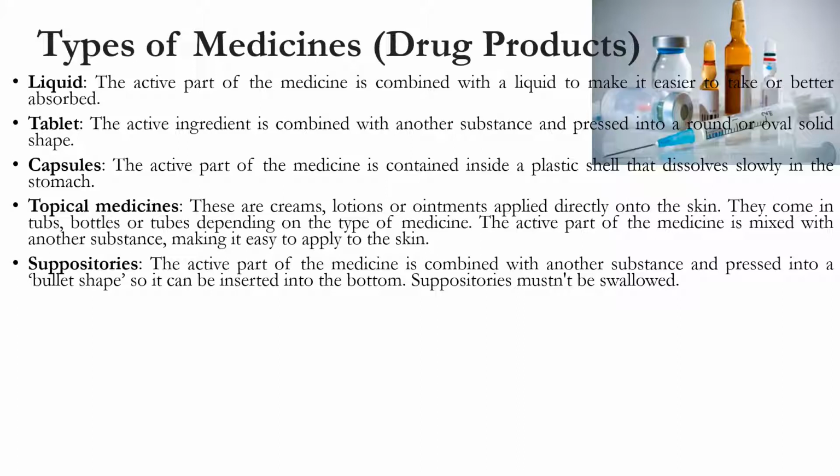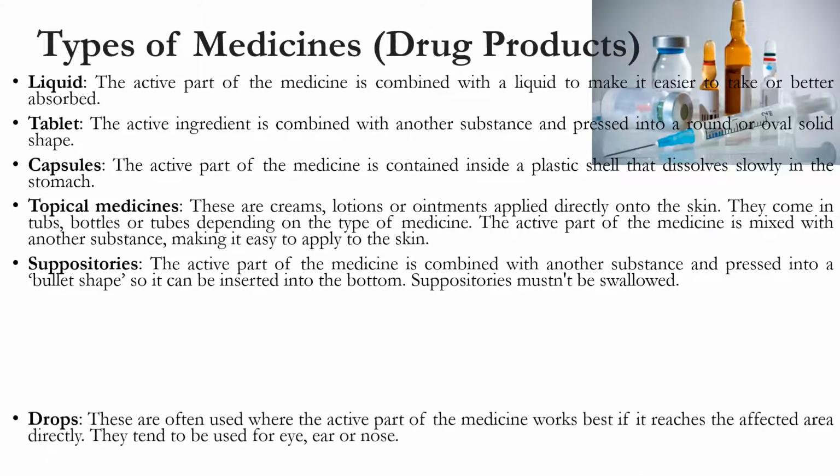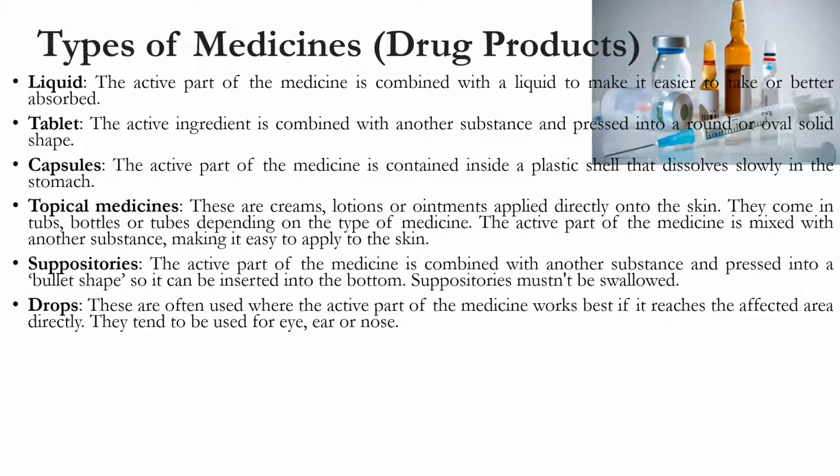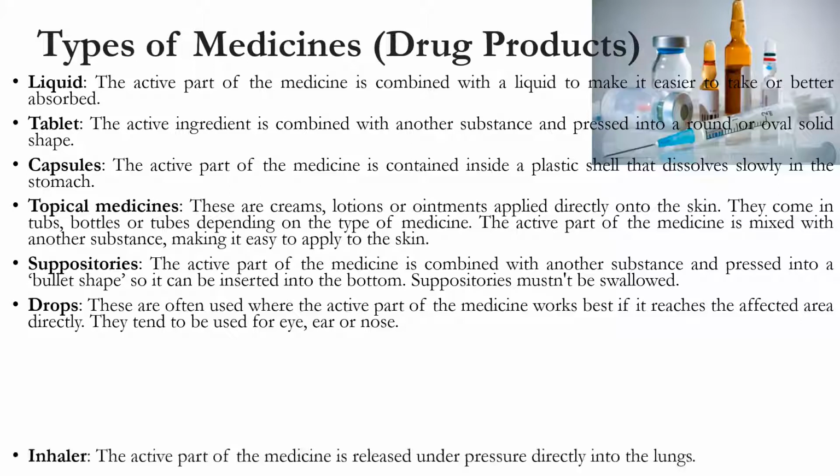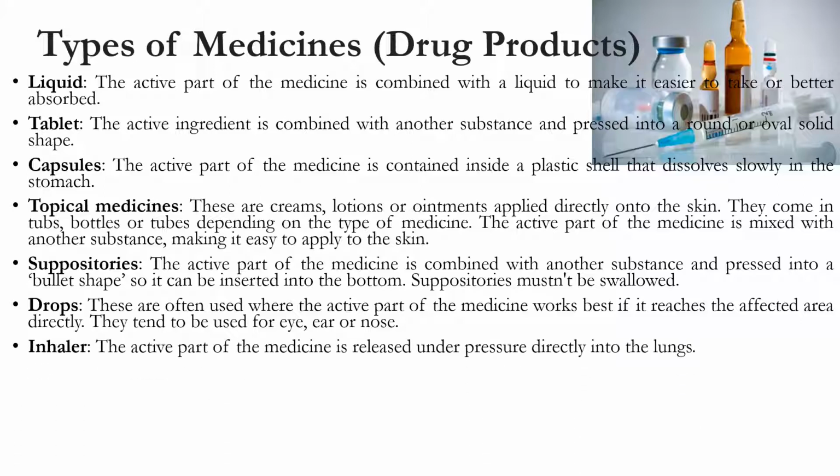Some types of medicines come in the form of suppositories. Here the API is combined with another substance and pressed into a bullet form, so it can be inserted into the bottom, and these suppositories must be solid. Sometimes you can see drops for use in the eyes, ears, and nose. These are known as drops, and these medicines work best where they reach the affected area directly. For that reason drops are there.